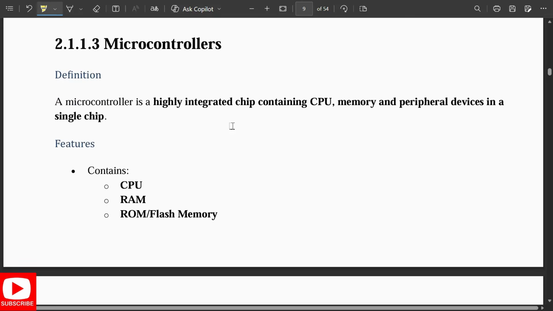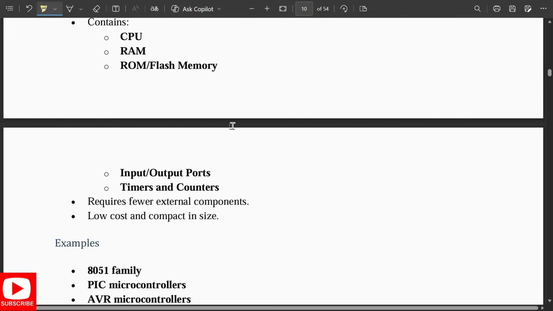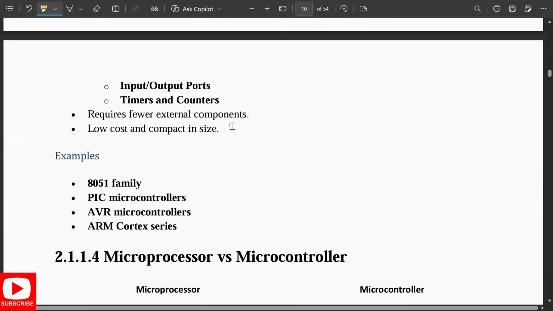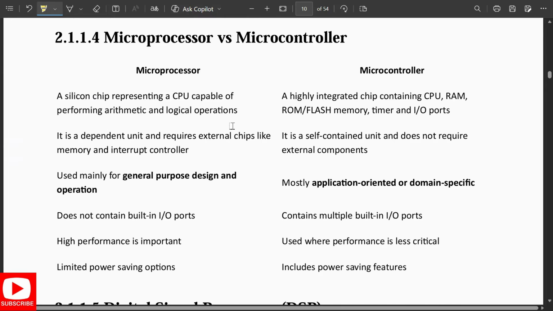A microcontroller is a highly integrated chip containing a CPU, memory, and peripheral devices in a single chip. Its features are that it contains CPU, RAM, ROM or flash memory, input output ports, timers, and counters, as we have studied. It requires fewer external components and is low cost and compact in size. Examples are our 8051 family, PIC microcontrollers, AVR microcontrollers, or the ARM Cortex series. You need to know the difference between the microprocessor and microcontroller. This is an important question that has been asked in most of the question papers. So let us see that.